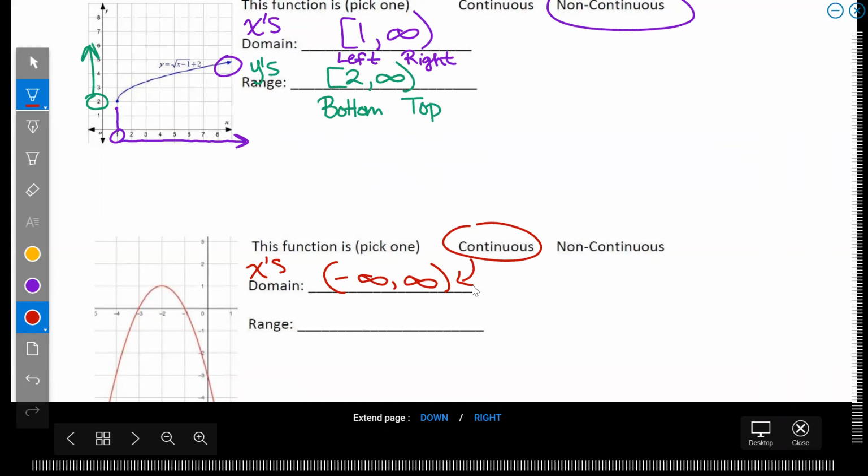My range, we're always going to do bottom to top, because it's always smallest to biggest. What's the lowest down this ever goes? Negative infinity, because it's the bottom. What's the highest it ever goes? 1. I read this off of my y-axis because range is my y's. Can I actually go up to the top of this parabola with my pencil? Yes, bracket.